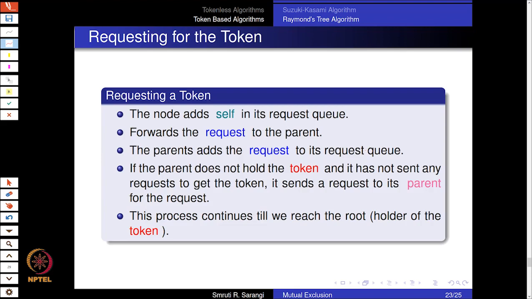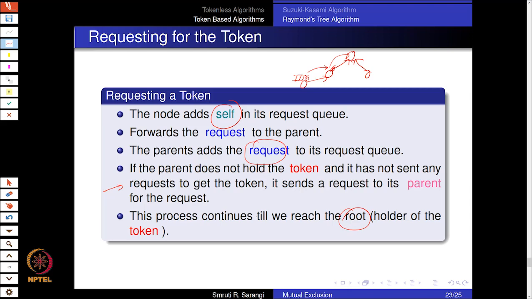Requesting for a token. Within its own request queue, the node adds itself. So let's say you have an arrangement like this. A node will add itself to its own FIFO queue if it is requesting the token. It will also forward the request to its parent. The parent will add the request of the child to its request queue. Furthermore, if the parent does not hold the token and has not sent any request to get the token on behalf of any other child or itself, it sends a request to its parent and so on. This process continues till we reach the token holder, which is the root.